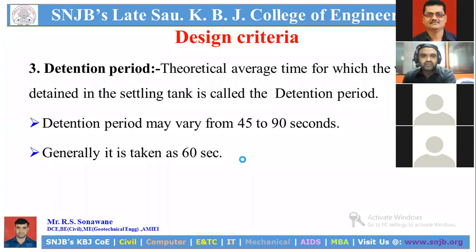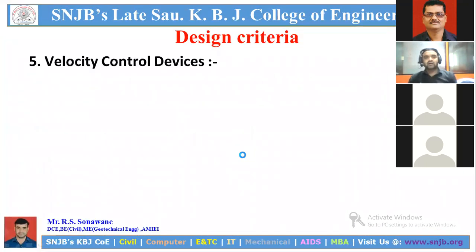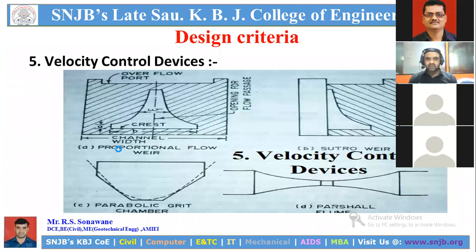Then velocity control devices. In the previous two slides I told you what the velocity control devices are. Already we learned in FM1 and FM2, fluid mechanics 1 and fluid mechanics 2: proportional flow weir, throat weir, parabolic grit chamber, partial flume. These are the velocity control devices. They can maintain the velocity in the grit chamber, and whenever we design, we consider these control devices.